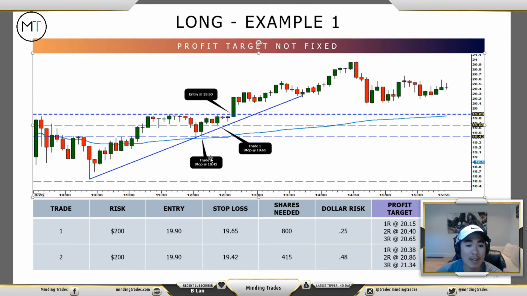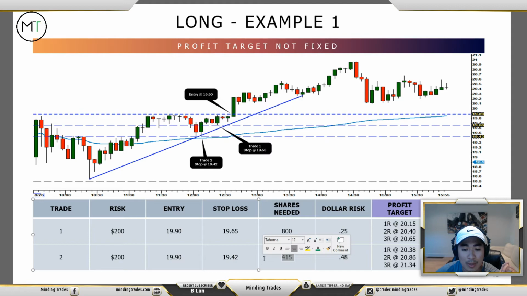But if you want to have a looser stop, we might want to put it at the next pivot, which is trade 2. So still the same parameters, $200 risk. Your entry is 19.90, but your stop loss this time is 19.42. Your dollar risk is basically 48 cents, so you only need 415 shares. But as you can see here, now your 1R is moved up to 20.38 as opposed to 20.15. Now you have to go to 20.38 to hit that 1R, and to hit 2R, you need to go to 20.86 rather than 20.40.